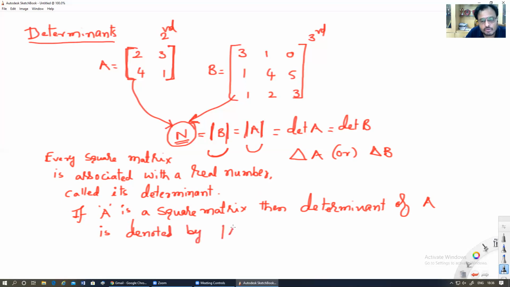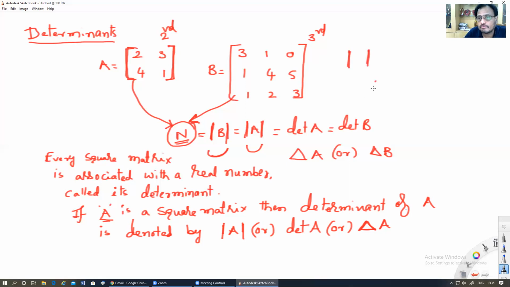three ways. Determinant of A means modulus of A, that is value of A, or simply we can write the first 3 letters of the word determinant, det A, or in some question papers and textbooks, they write the determinant symbol as delta. Delta A is read as determinant of A. So if A is a square matrix, its determinant is denoted by modulus of A, or 2 parallel lines. The difference you need to understand is that a matrix is enclosed by 2 square brackets, but a determinant is enclosed by 2 parallel lines.